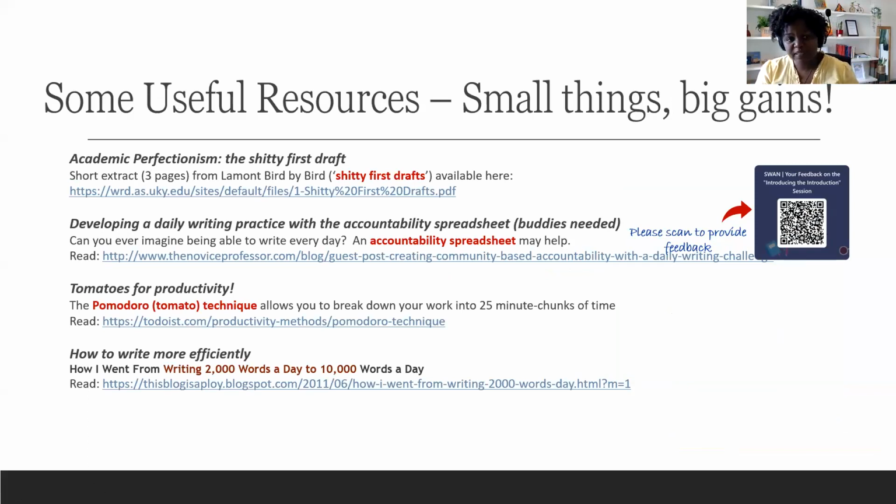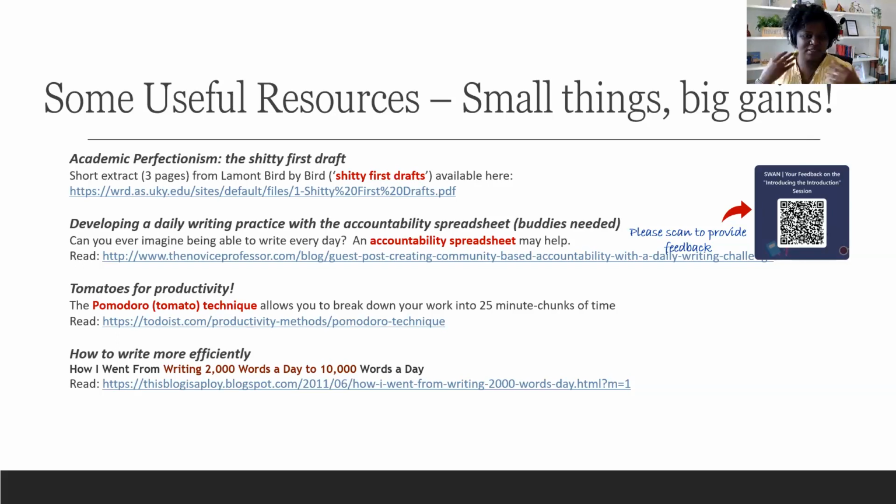How you develop a daily writing practice. Other people have already talked about how difficult it is to write in isolation. So find buddies that you will write with, that you will hold each other accountable with. Think about the Pomodoro technique. It allows you to break down your task into 25-minute chunks. This helped me a lot. I used to think I need to sit down for 4 or 6 hours and write. And I thought Pomodoro is ridiculous, but I'm a big fan now.